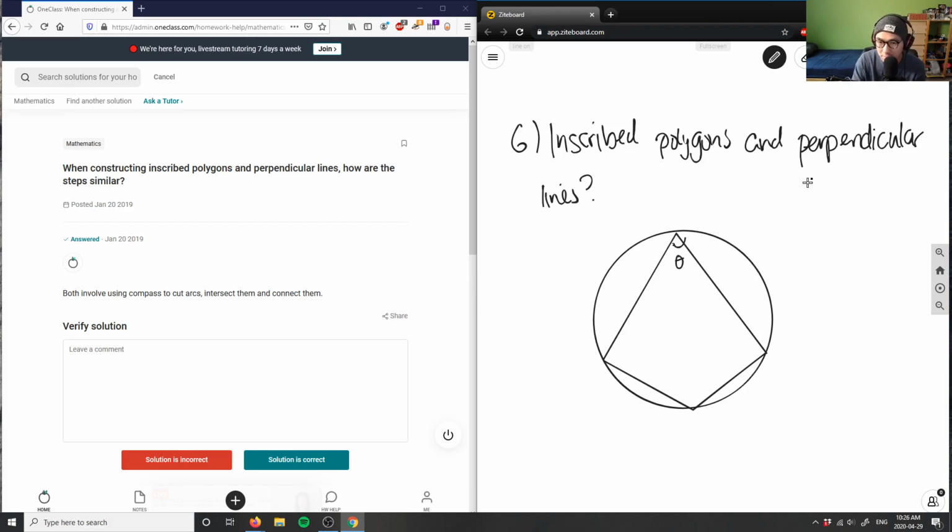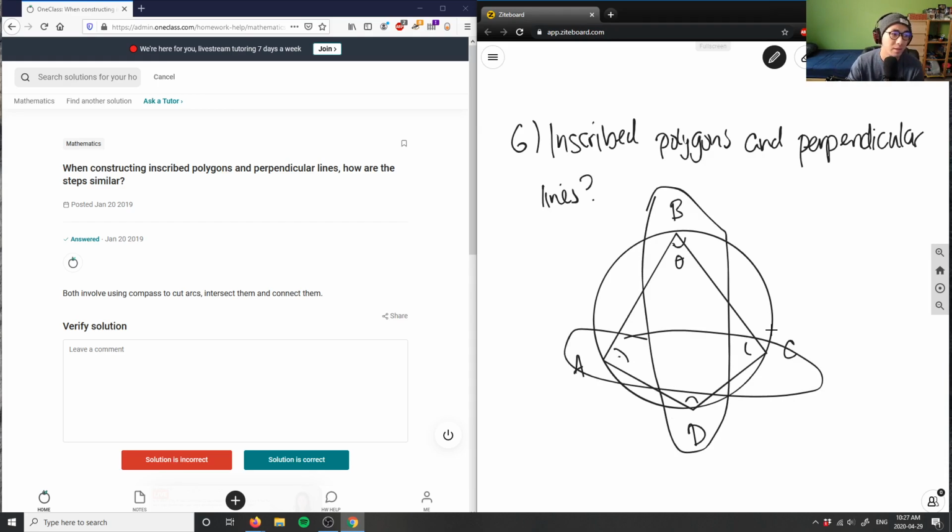So I have A, B, C, and D here. I can say A and C are supplementary, or opposite, and B and D are also supplementary. So A and C across from each other are supplementary angles, and B and D are supplementary angles. So these are all opposite angles. That's kind of an inscribed polygon.